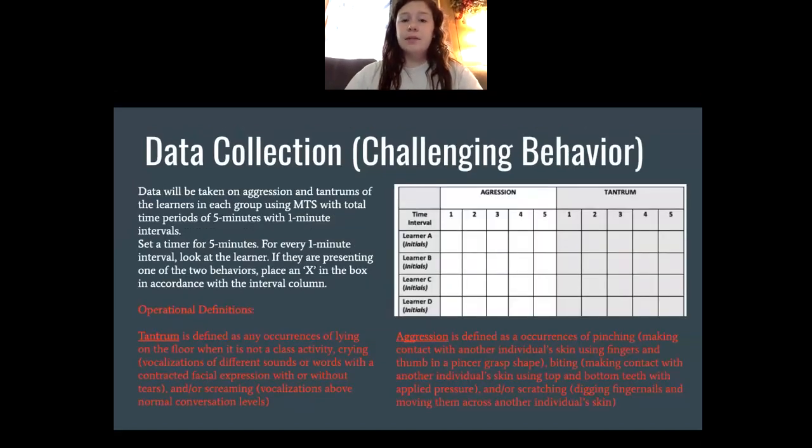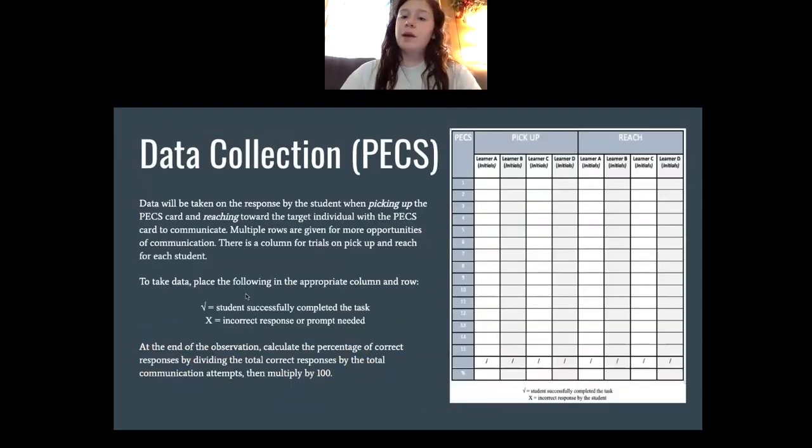Our stations are divided up into 5 minutes total, but there will be 1-minute timers running. So once the 1-minute timer runs up, the teacher will look up and indicate yes or no, is aggression or tantruming occurring. The timer will reset and they will restart that same session. The data collection for PECS is relatively simple. So as we see here, the learner A will have their initials here, and the teacher will indicate, as we have here, a check or an X, whether they were able to successfully pick up the picture card and successfully reach it across to the person that they are wanting to tell that they want that toy.